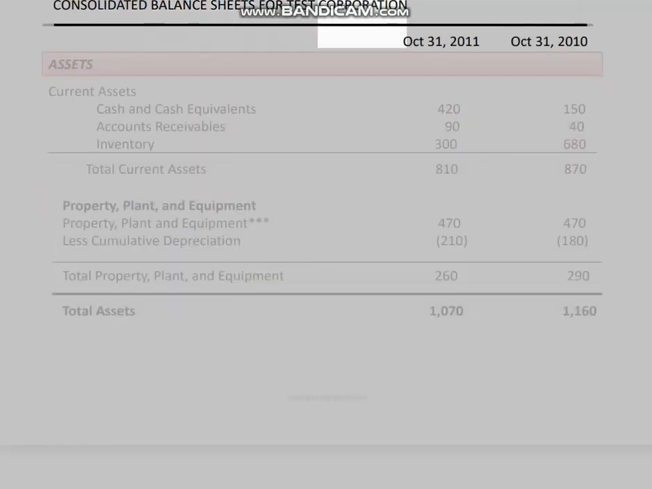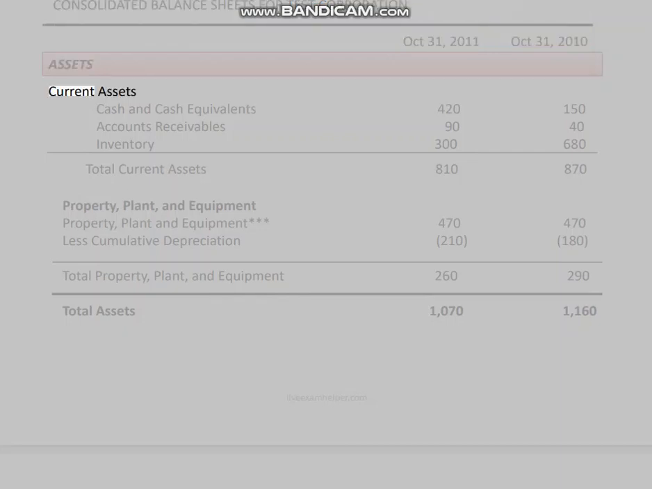Consolidated balance sheets for Test Corporation, October 31, 2011 and October 31, 2010. Assets. Current assets. Cash and cash equivalents 420, 150. Accounts receivable 90, 40. Inventory 300, 680. Total current assets 810, 870. Property, plant and equipment 470, less cumulative depreciation 210, 180. Total property, plant and equipment 260, 290. Total assets 1,070, 1,160.